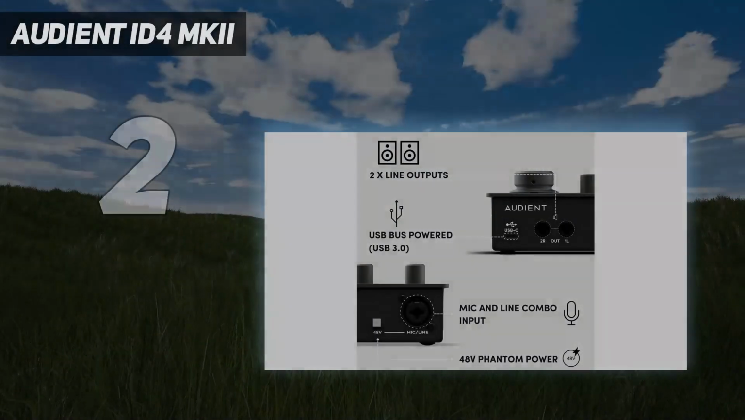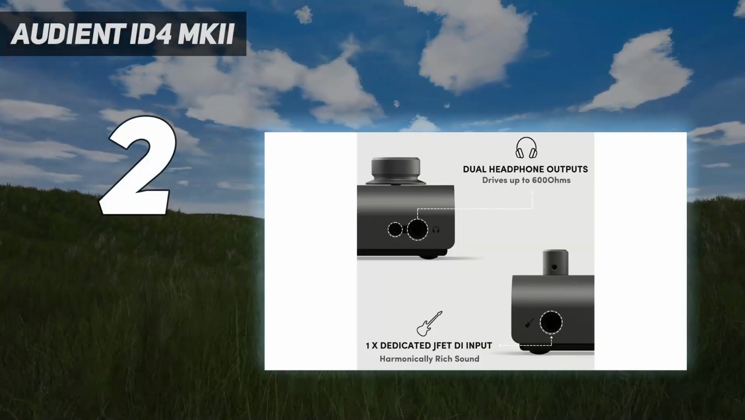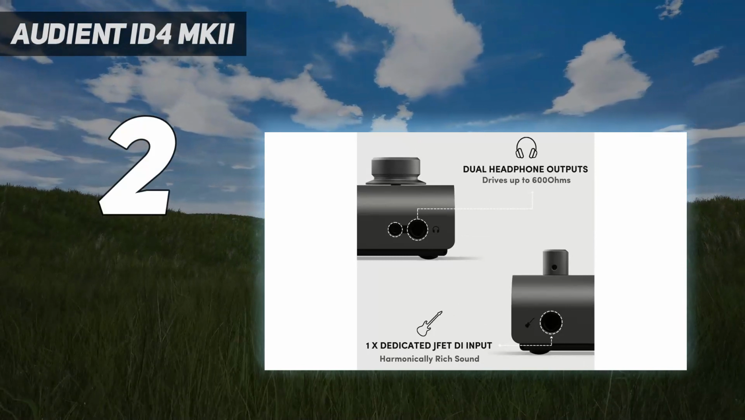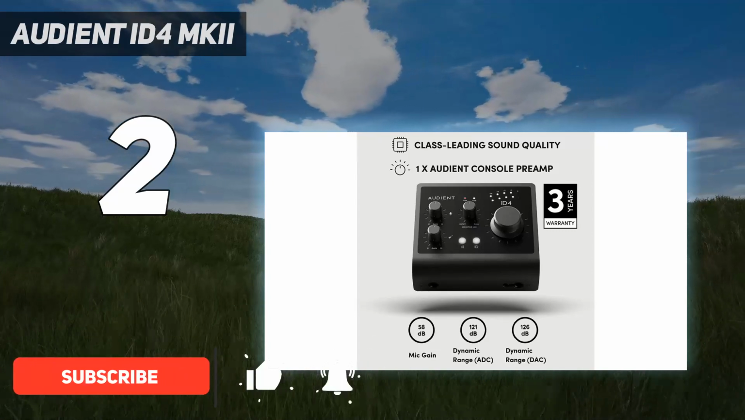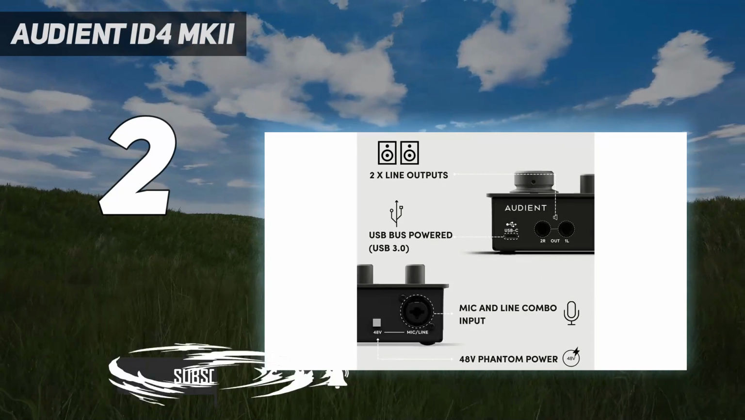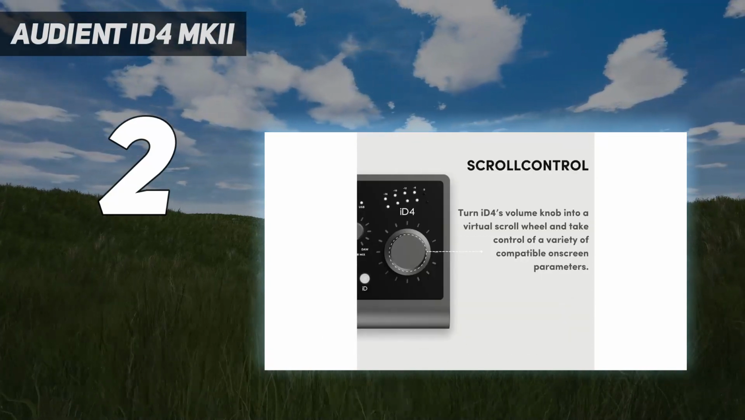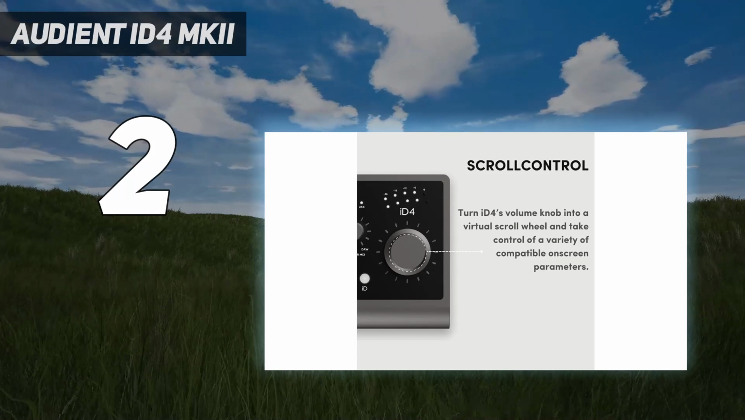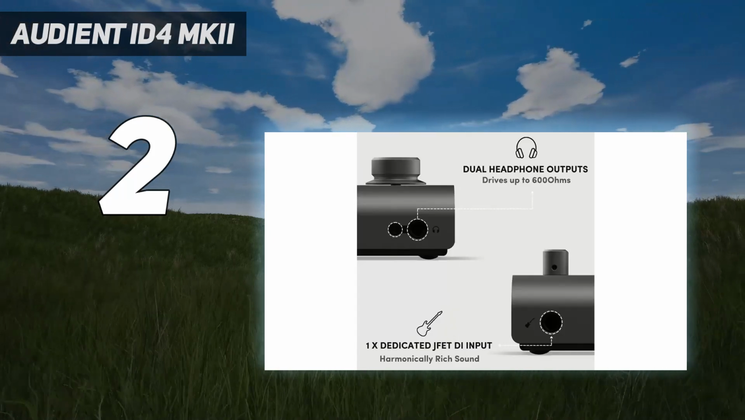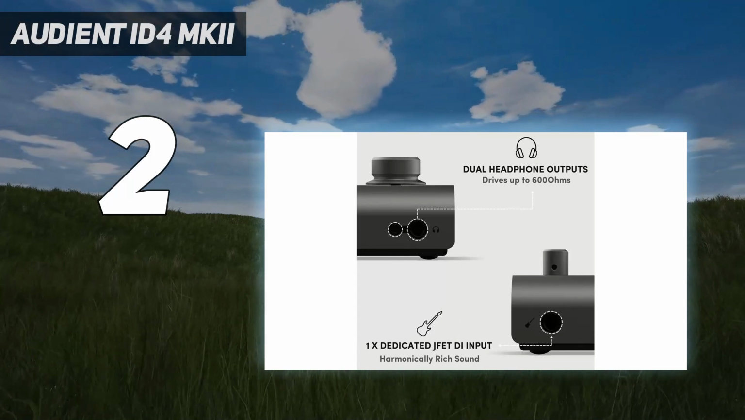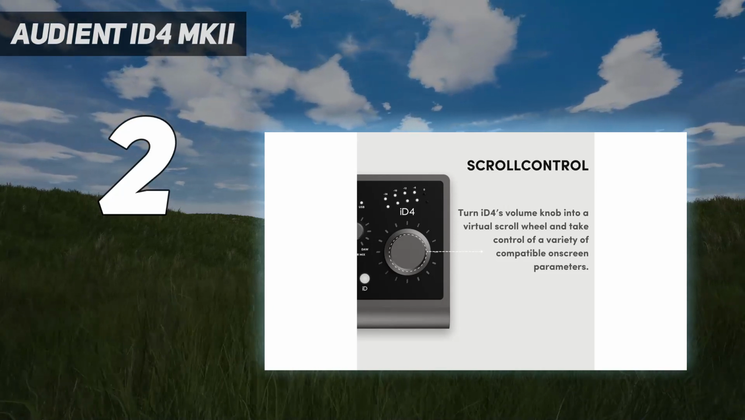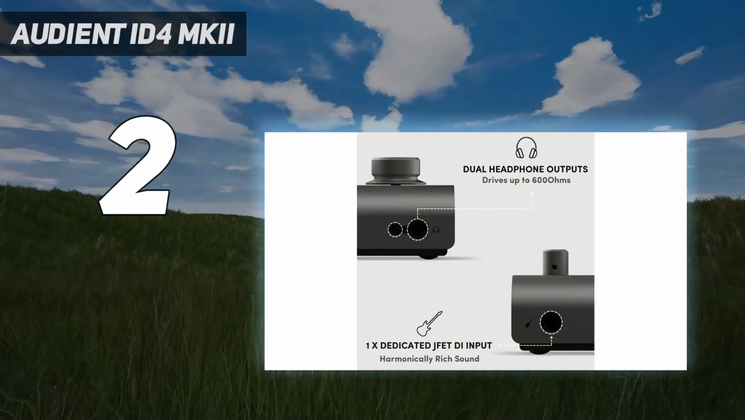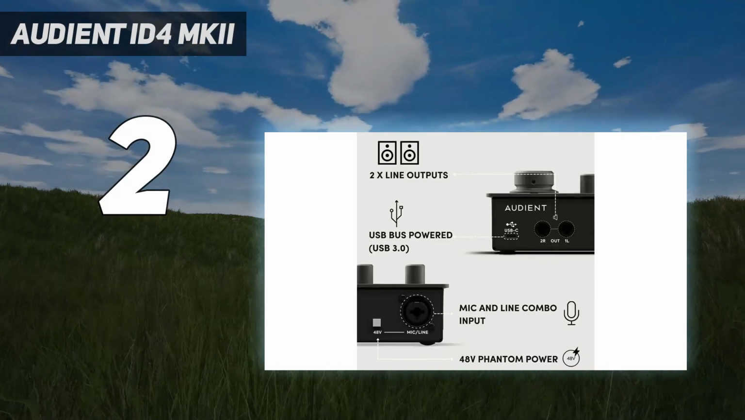Number 2 of my list. Audient ID4 MKII. Arguably the best audio interface you can buy for less than $200. The ID4 MKII is a simple 2-input/2-output offering featuring a mic preamp, complete with phantom power for using condenser mics. You also get an instrument-level DI for plugging in your guitar or bass, plus a smart scroll wheel enabling you to tweak settings in your software. On top of this, there's a main output for your speakers and dual headphone outputs. The whole thing is powered via USB-C and, with Apple's camera connection kit, it can also work with an iPhone/iPad.